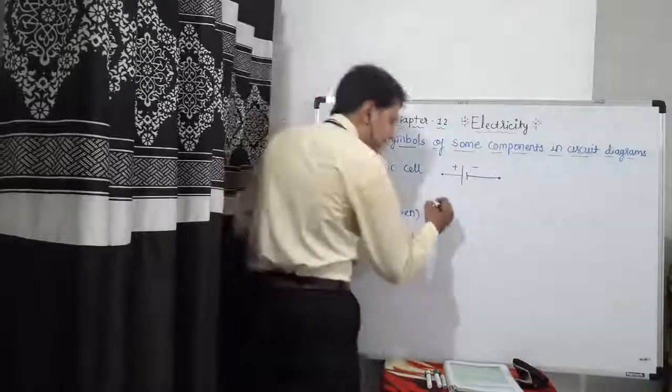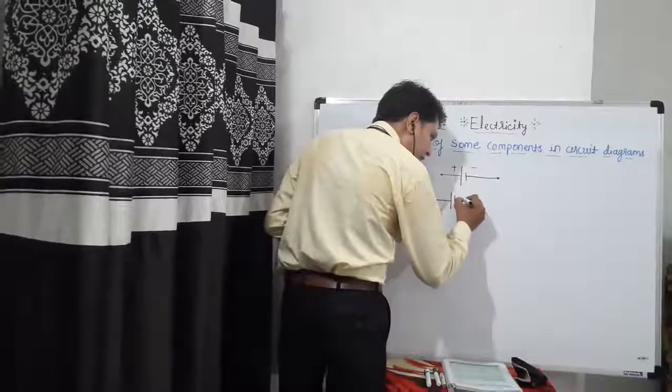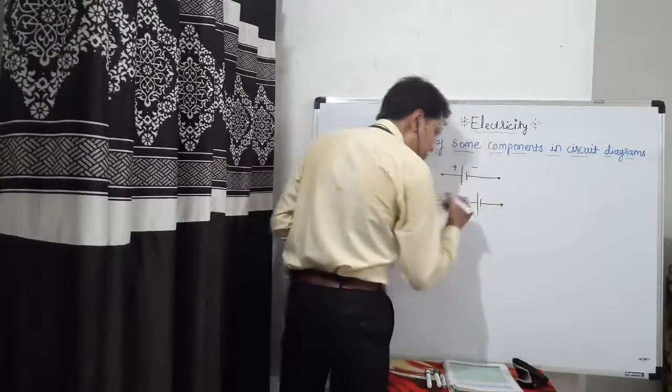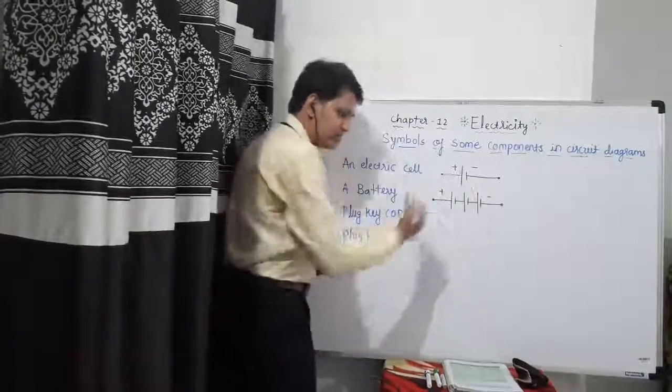A battery is a combination of cells. So let us say if you are combining three cells, it constitutes a battery. These are a combination of three cells.